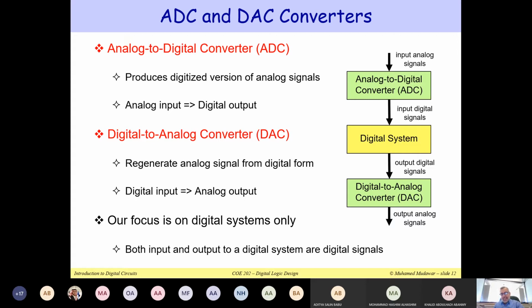Is this clear? So you can see that the world around us is analog. I just mentioned the example of sound as an analog signal. So we need analog to digital converters to convert the analog input into a digital signal.